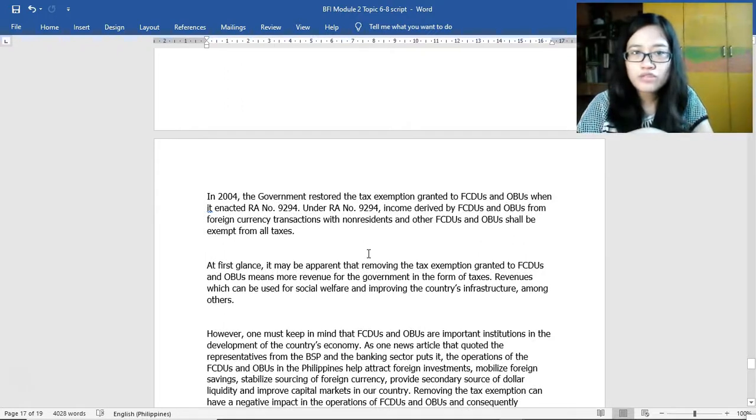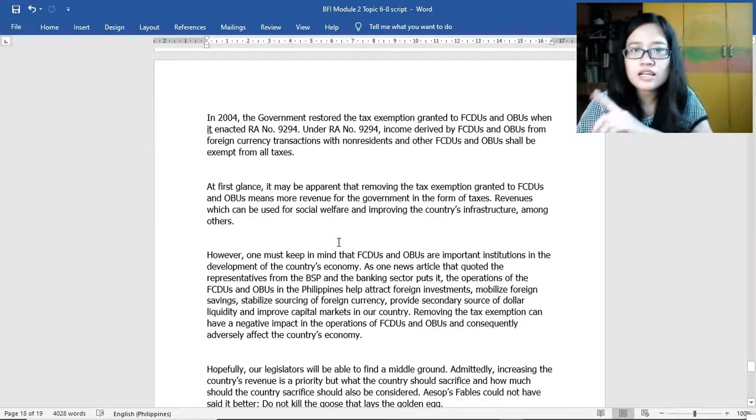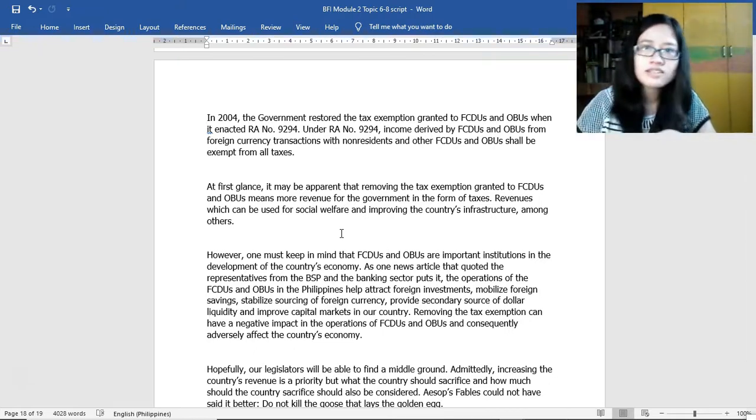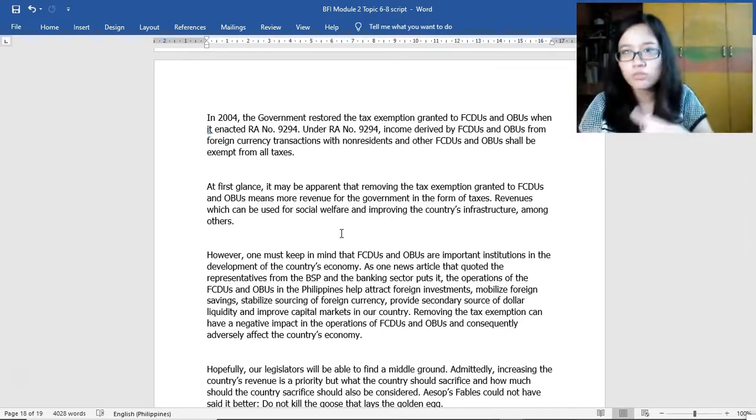In 2004, the government restored the tax exemption, so binalik ang tax exemption, when it enacted RA number 9294, under which income derived by FCDUs and OBUs from foreign currency transactions with non-residents and other FCDUs and OBUs shall be exempt from all taxes. So at first glance, it may be apparent that removing the tax exemption means more revenue for the government in the form of taxes. Okay, that's the first assumption. Okay, when we tax these entities, we'll get more income.